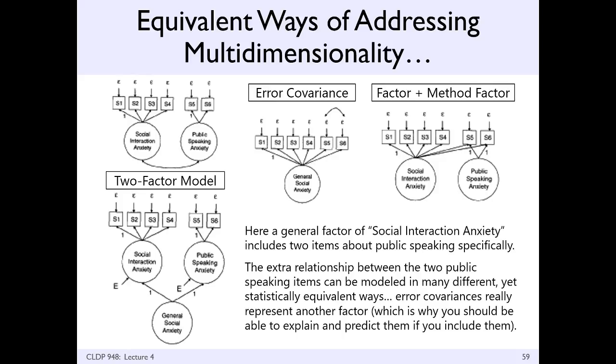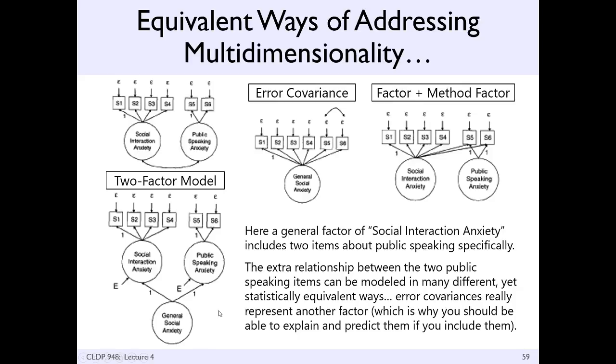However, the reason that each of these two-factor models is equivalent is right here. This higher order factor of general social anxiety, how many indicators does it have directly underneath it? Two. What did we learn about two-item models? They're not identified. So the only way to make this work is to fix both of these loadings to 1, which is saying these things are just correlated. So there's one correlation between these two things, therefore there can only be one loading.